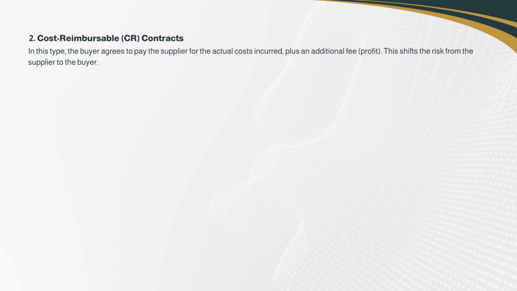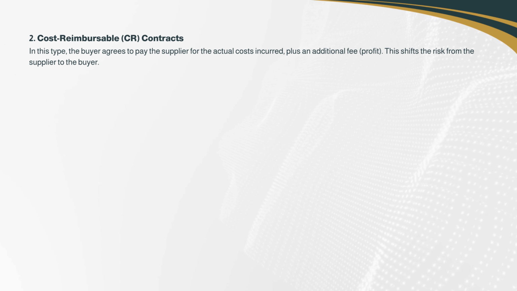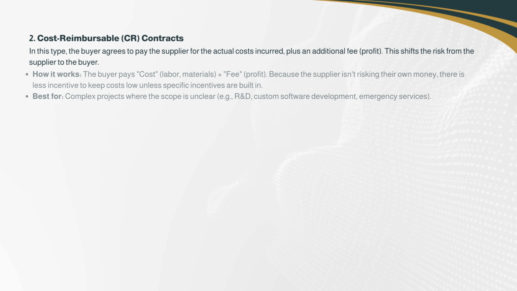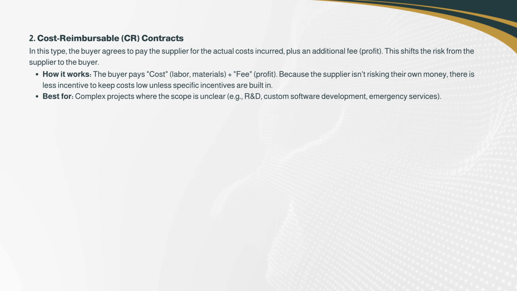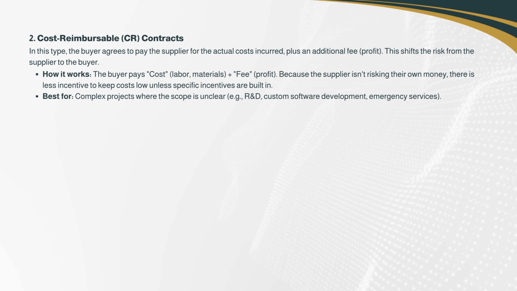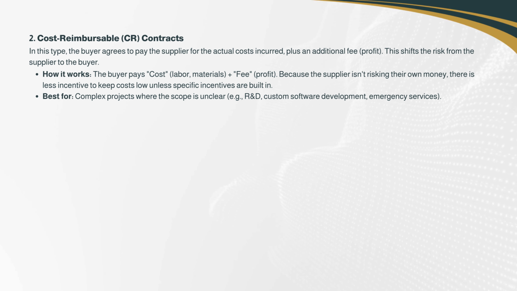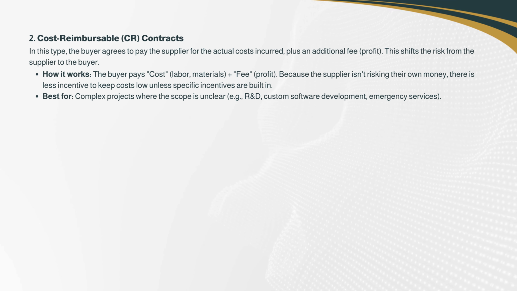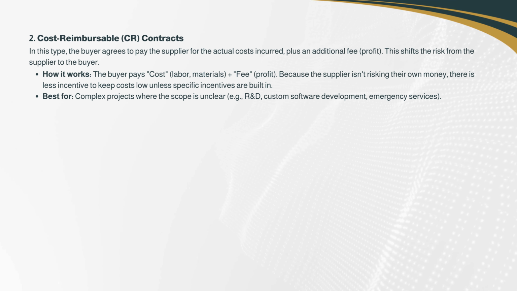2. Cost-Reimbursable, CR, contracts. In this type, the buyer agrees to pay the supplier for the actual costs incurred, plus an additional fee, the profit. This shifts the risk from the supplier to the buyer. How it works: the buyer pays cost, labor, and materials, plus a fee, the profit. Because the supplier isn't risking their own money, there is less incentive to keep costs low unless specific incentives are built in. Best for complex projects where the scope is unclear, for example R&D, custom software development, and emergency services.